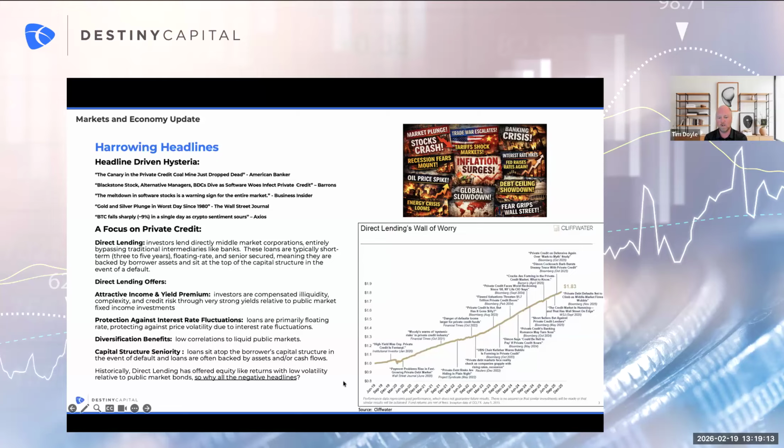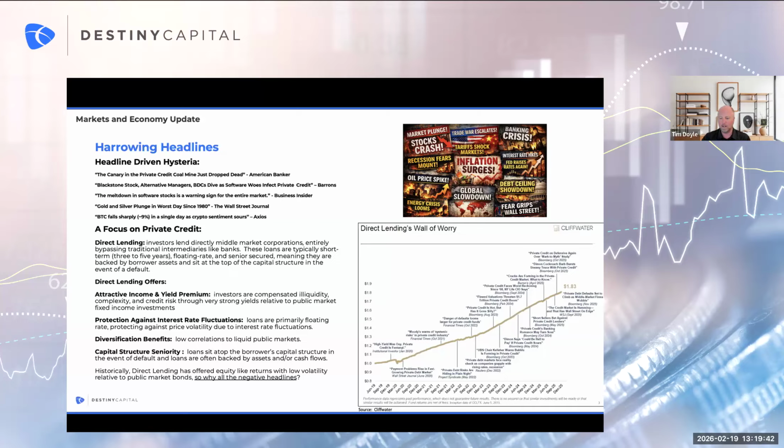What we're really going to focus on today is in private markets, that private credit piece of the headlines that we've seen play out over the last few weeks, because that's a really interesting asset class, one that we believe strongly in at Destiny Capital. And I think our message is that not all private credit is created equally. And we'll get into the why behind that as we get further into this presentation.